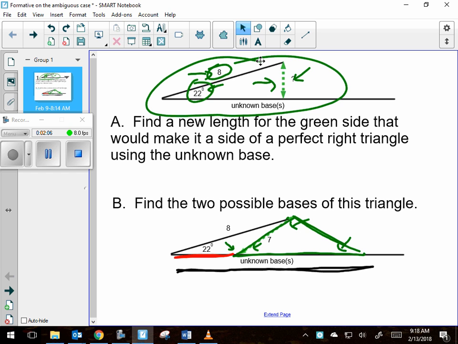I'll pause for a minute while you finish this up. If you do nothing else, please try to figure out that angle right there. And if that angle comes out really strange, maybe because it's actually this angle that you're figuring out. All right, I'm going to pause again.